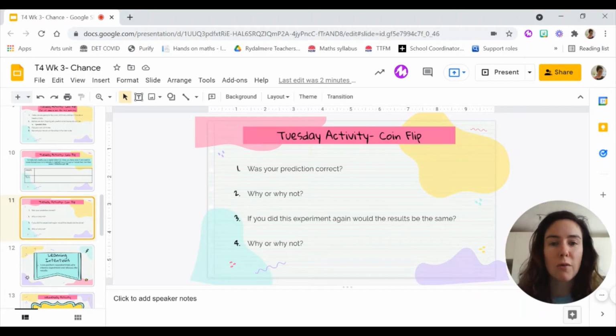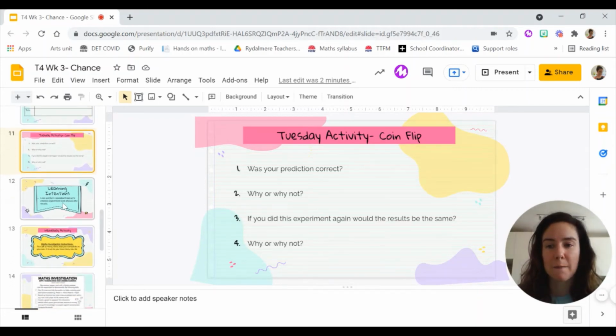All right, so following up on our activity, was your prediction correct? Why or why not? If you did this experiment again, would the results be the same? Why or why not, do you think?